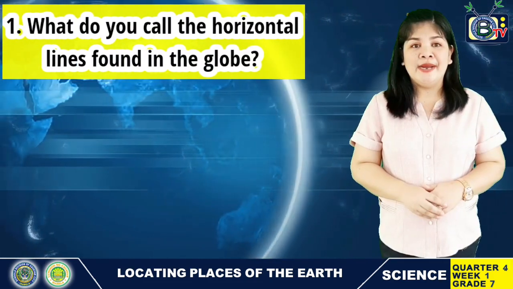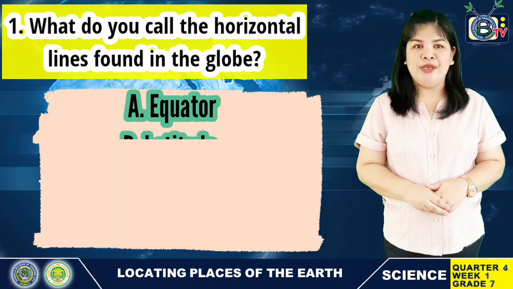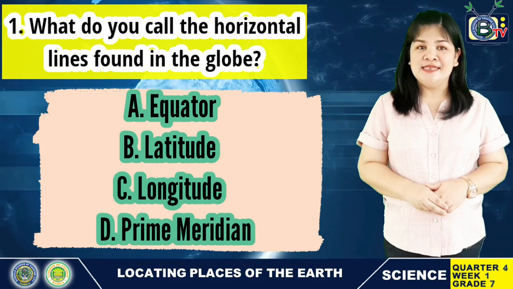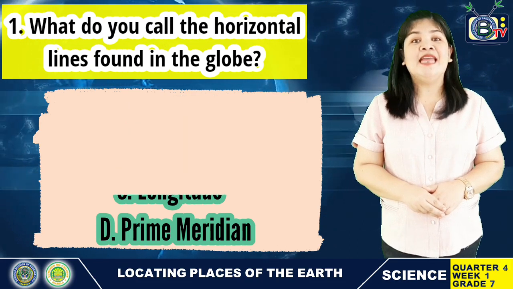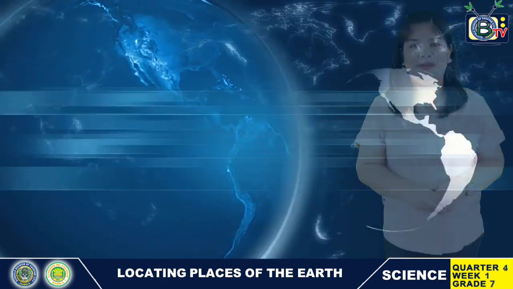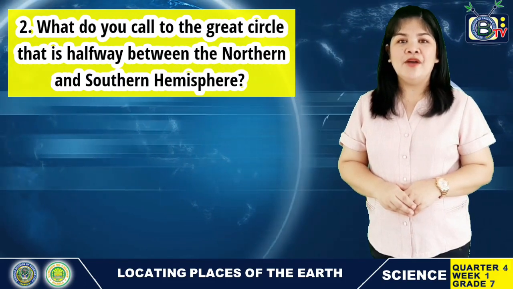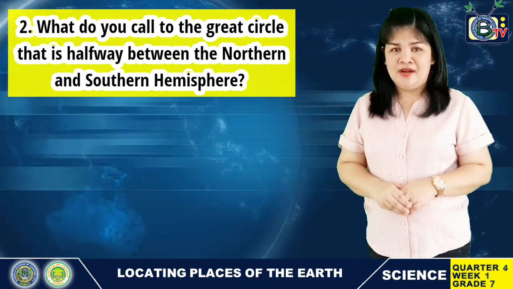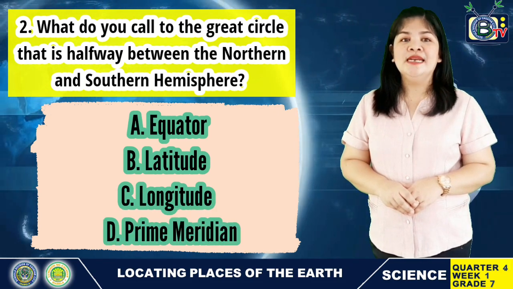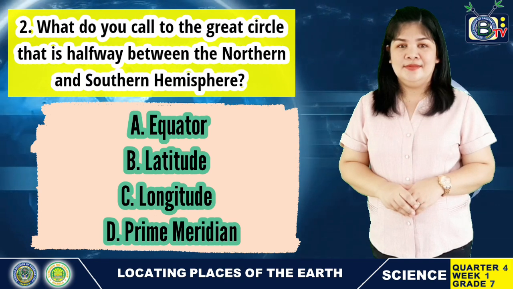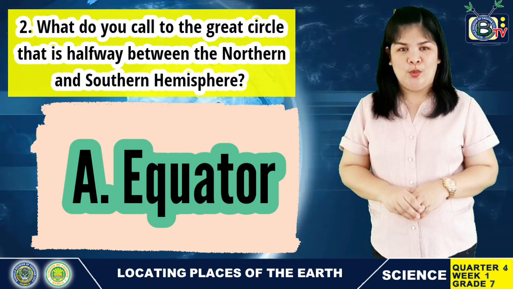Let's start. Number 1, what do you call the horizontal lines found in the globe? A. Equator. B. Latitude. C. Longitude. D. Prime meridian. You're right. The answer is letter B, or latitude. For item number 2, what do you call the great circle that is halfway between the northern and southern hemisphere? A. Equator. B. Latitude. C. Longitude. D. Prime meridian. Very good, learners. The correct answer is letter A, or equator.